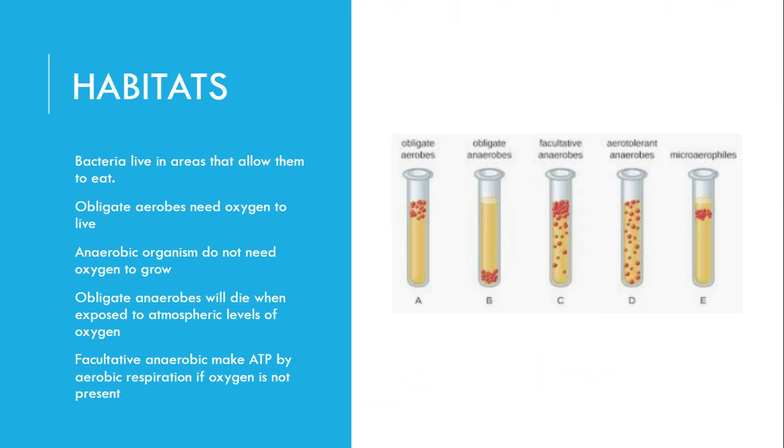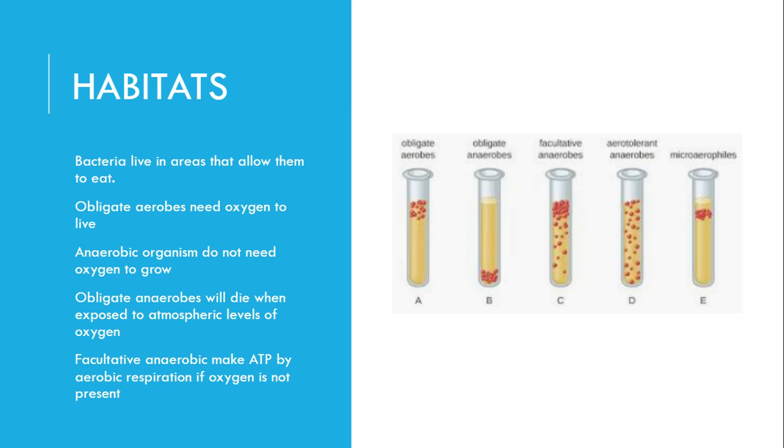And so we have a few different situations, and you can see over here I have some test tubes. Imagine that the test tube is just full of a nutrient-rich media that allows for the bacteria to grow and live in there. So the first one is obligate aerobes. These guys will be found at the top of the tube. They have to have oxygen present in order to eat. So they are obligated to be in that oxygen-rich environment.